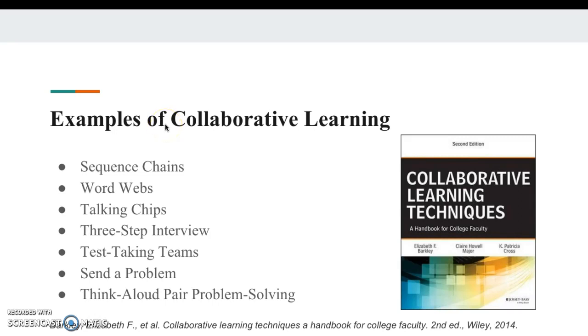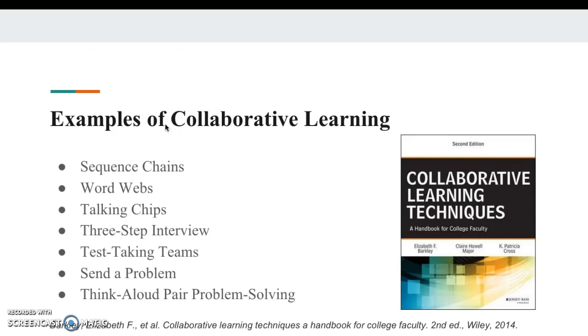Test-taking teams is number 5. Test-taking teams allow students to take tests together. You do have to be kind of careful with this one. The book suggests perhaps having individuals take the test first, get an individual grade, and then go back and discuss answers that were wrong. I've had a couple of instructors who have done this and it's worked really well. They actually have gone into more depth in discussing the questions than they would probably if they were taking it on their own. So that's kind of an intriguing one where you'd allow students to take the tests as a group.